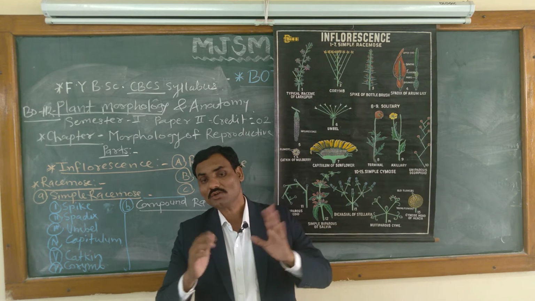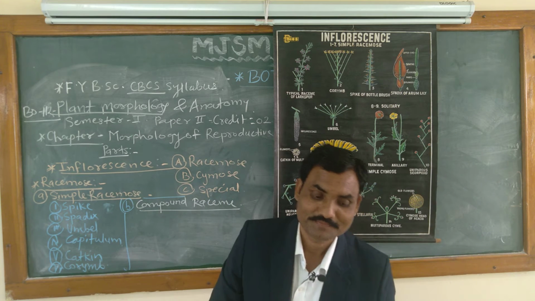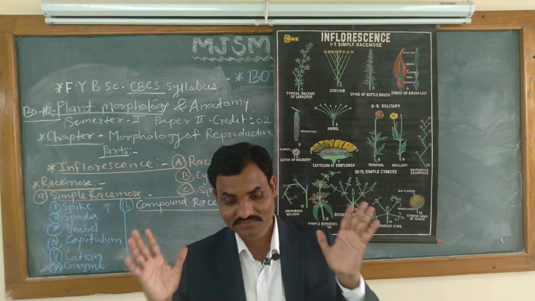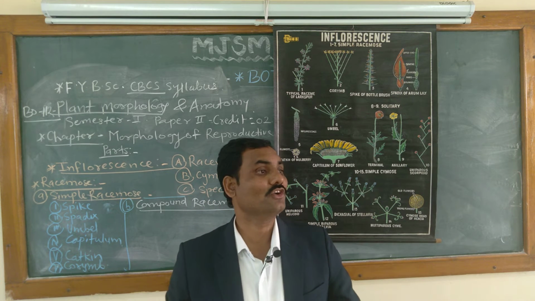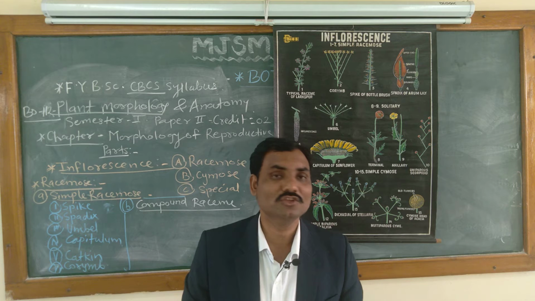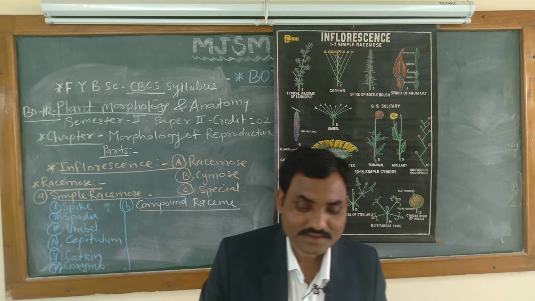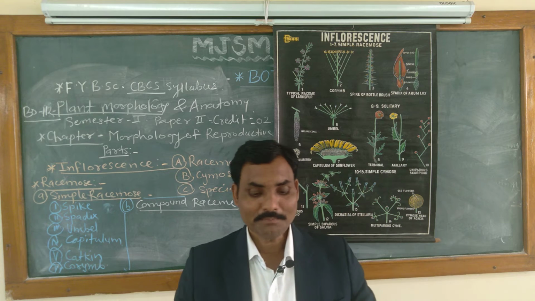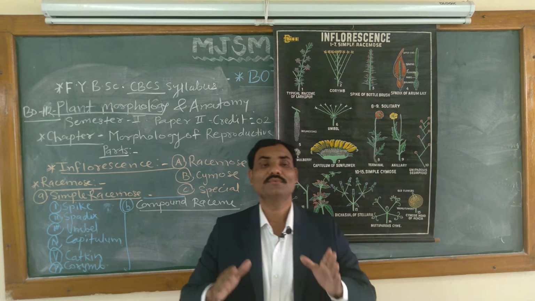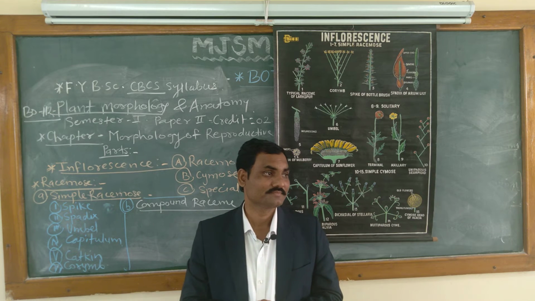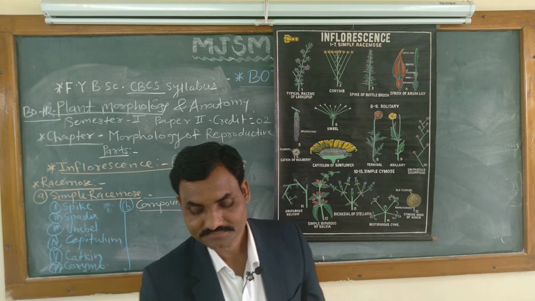Then when there is a stalk to the flower, that is called a pedicellate flower, while the flowers without stalk are called sessile flowers. If there is no stalk, that flower is called a sessile flower. And sometimes the peduncle is usually elongated, but sometimes forms a fleshy receptacle. In some plants it is elongated.